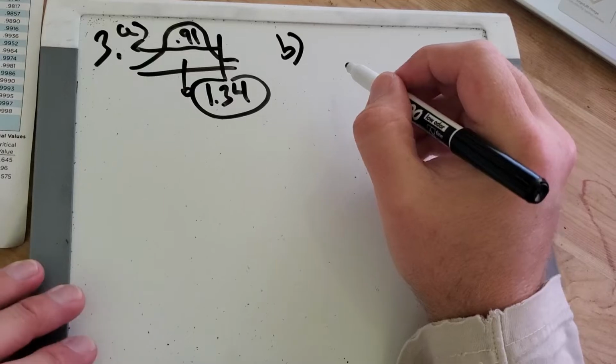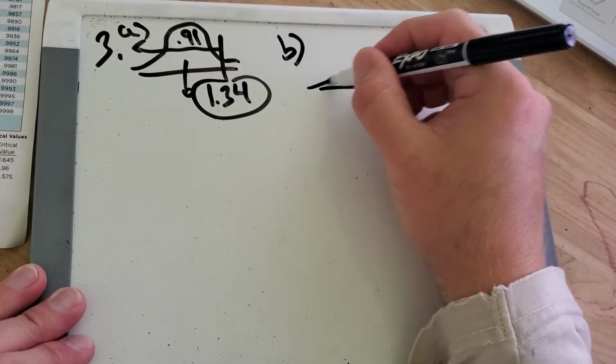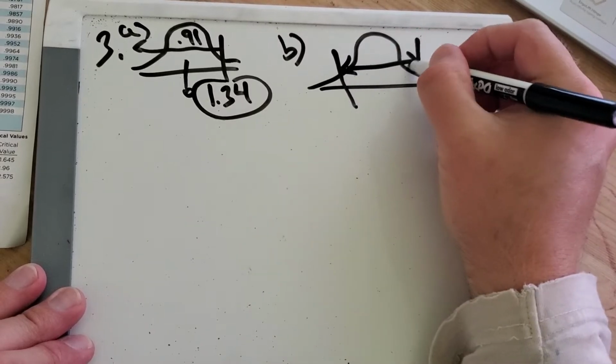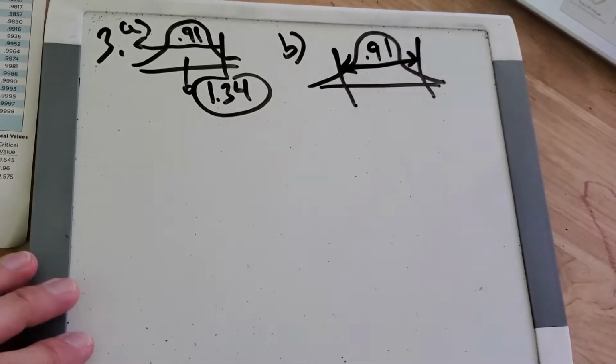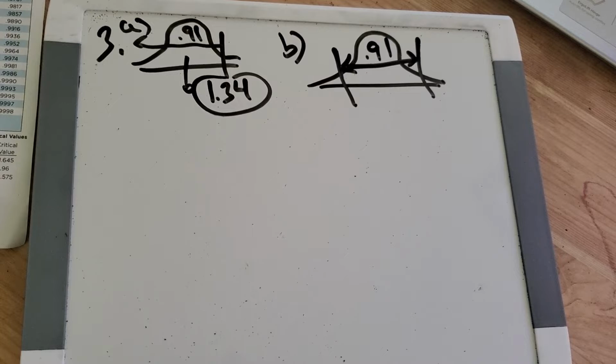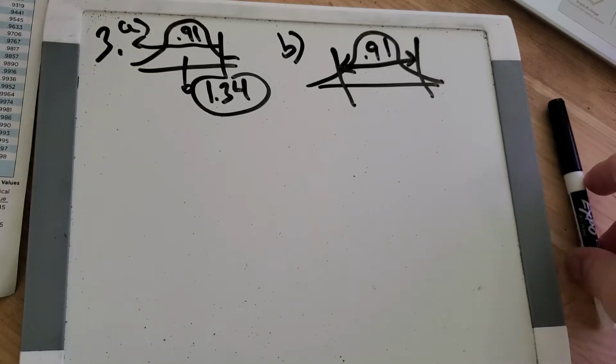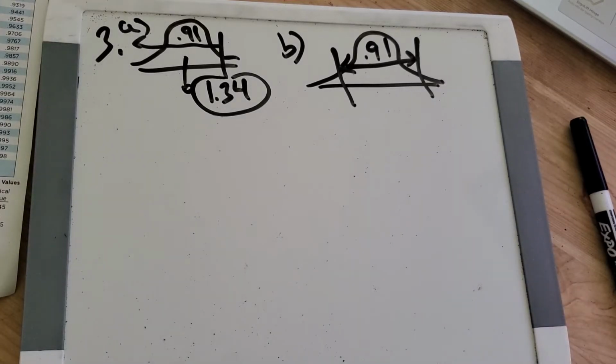The second part says find the z-scores bounding the middle 91%. Now this is going to be a little bit different, and I want you to realize something. This is why you draw the picture. I can tell right now that this is nothing my z-score chart can handle.